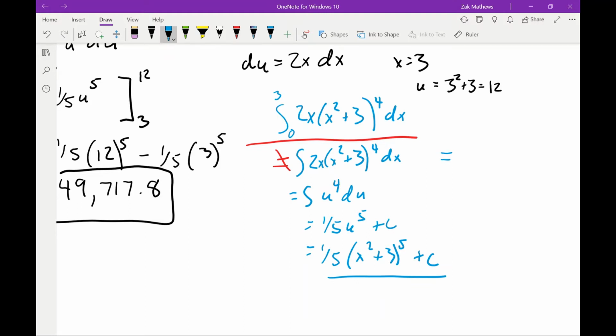I put the equals in the wrong spot. I wanted to have that on the line above. Because this definite integral has to be the same thing as the indefinite integral evaluated between the 0 and the 3. So I can't state that these two sides of the red line are equal. I can't state that these two sides are equal.